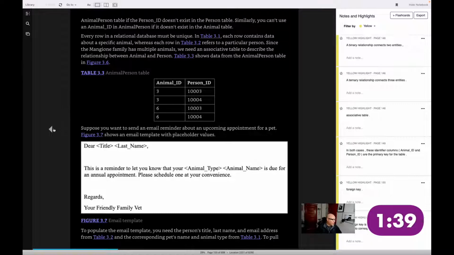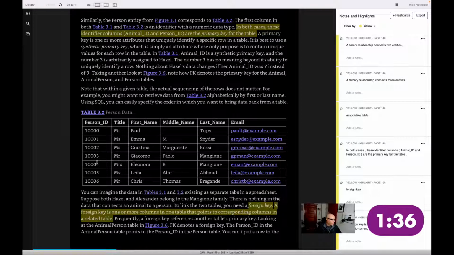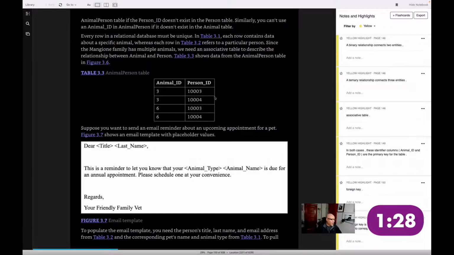So animal ID connects to a different person ID, and person ID comes from here. So that's 10,003 and 10,004. Interesting. Now this actually makes sense. A lot of times they'll put your name wrong because someone entered it incorrectly in the system. Okay.